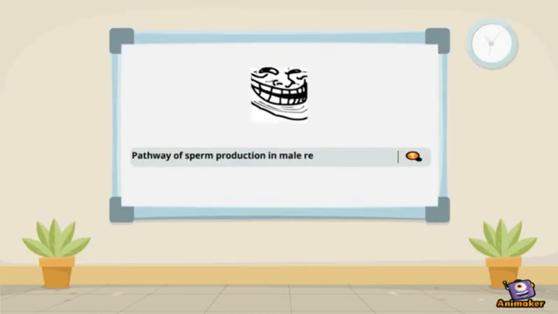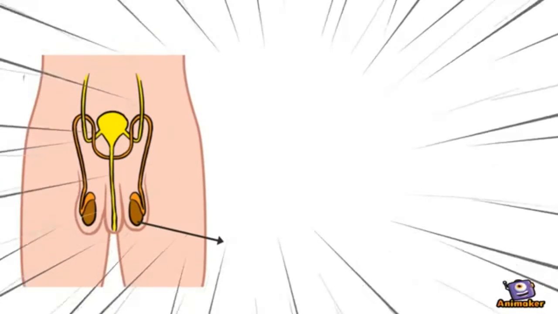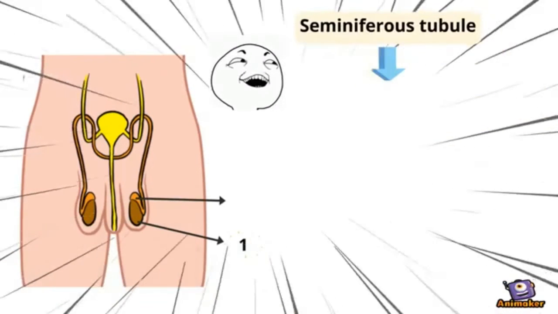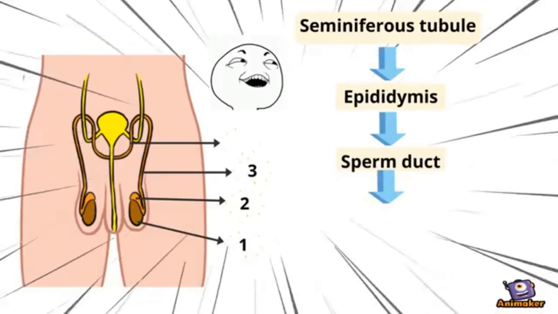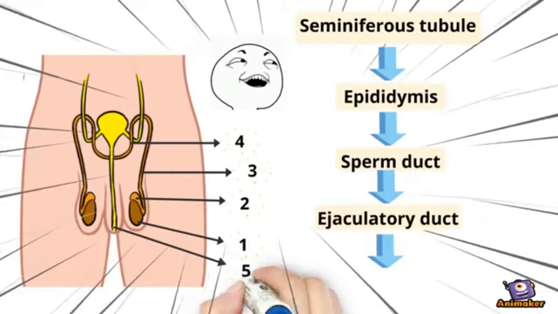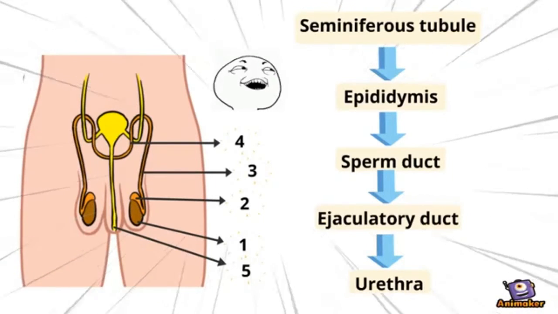What is the pathway of sperm production in the male reproductive system? First, sperm are produced by the seminiferous tubules in the testis and stored in the epididymis. Then, sperm travel along the sperm duct toward the ejaculatory duct and are ejaculated out of the penis through the urethra.